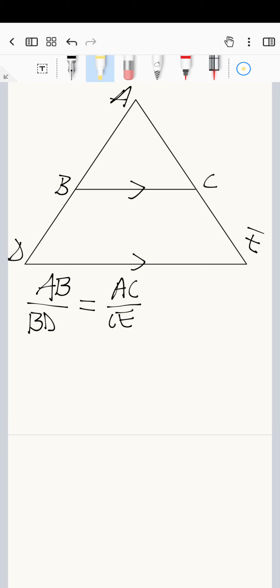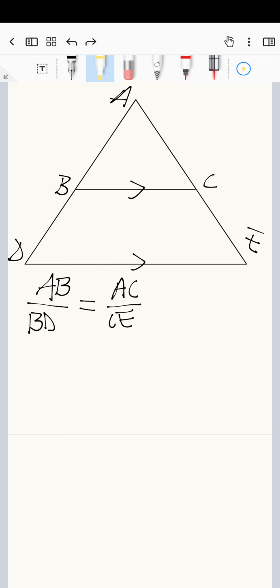Okay, on our picture, what does it mean? It means the side divided by the side would equal the side divided by the side. So that's what our proportionality theorem tells us. How do we do the proof? Okay, we do the proof like this.